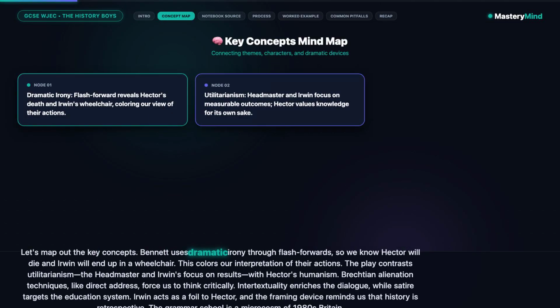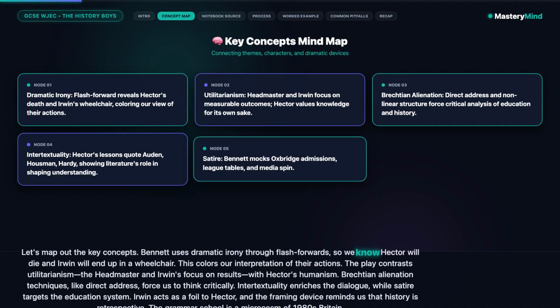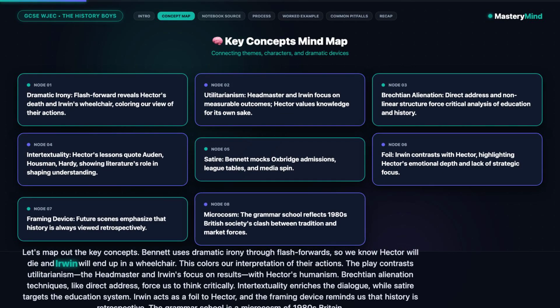Bennett uses dramatic irony through flash forwards, so we know Hector will die and Irwin will end up in a wheelchair. This colours our interpretation of their actions. The play contrasts utilitarianism, the headmaster and Irwin's focus on results, with Hector's humanism. Brechtian alienation techniques like direct address force us to think critically.